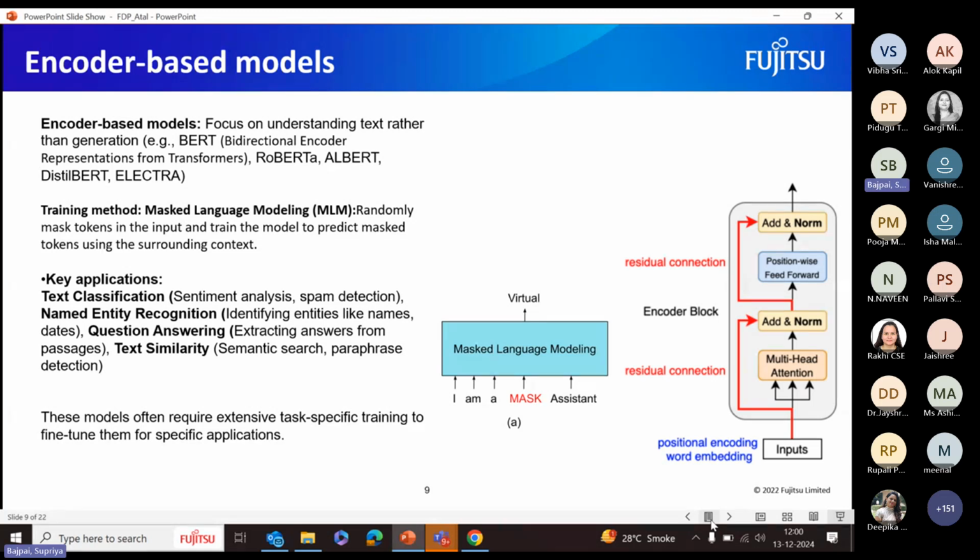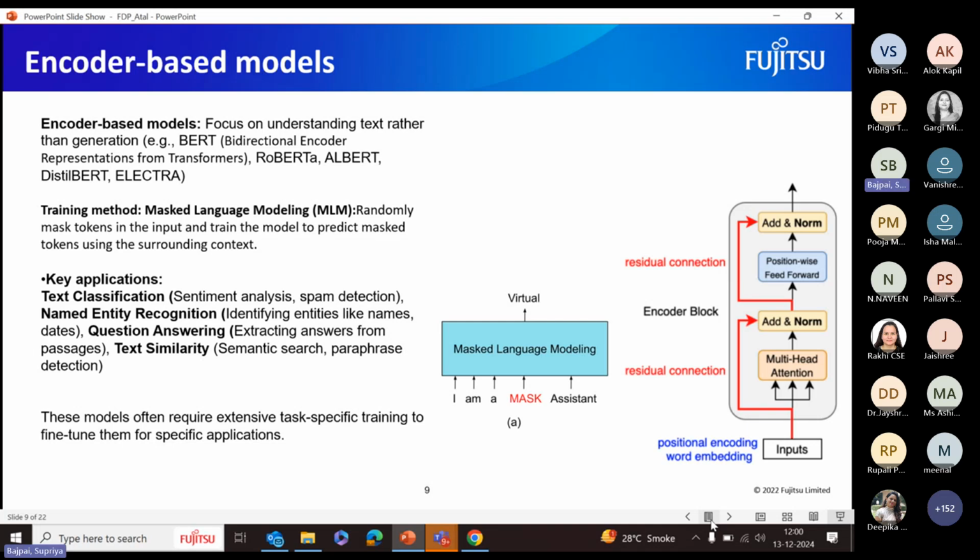Similarly, for question answering tasks, the model is given a passage of text and a question, and it needs to extract the right answer from the passage. For example, if you ask where Einstein was born, the model will look at the passage, extract the exact name of the place, and answer.